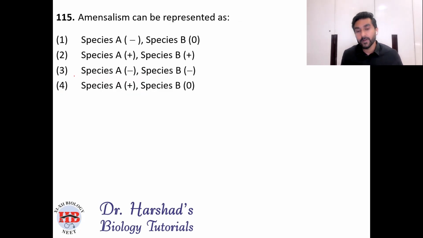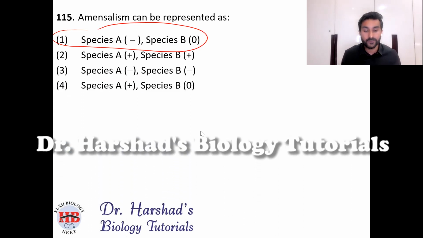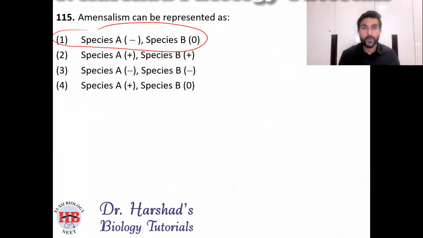Amensalism. If you remember about amensalism, it is a type of interaction in which one organism gets harmed but the other one is not benefited. So that is your answer. One organism being harmed, the other one not being benefited is the fact that this question is about, amensalism. We go to the next question now.